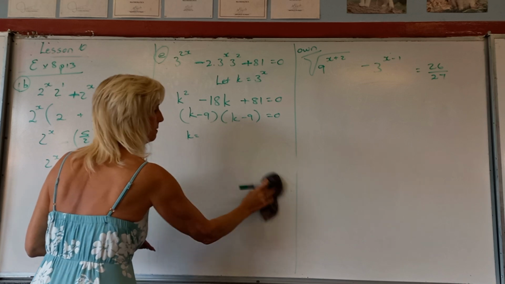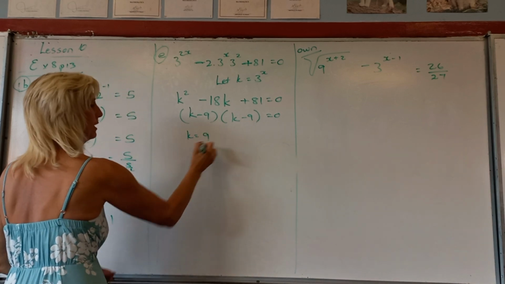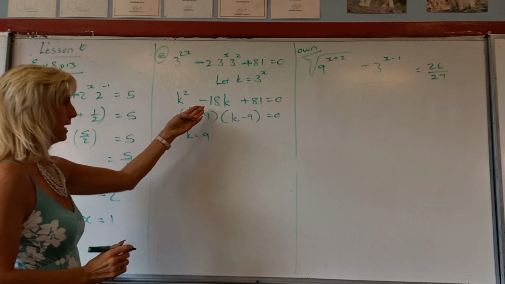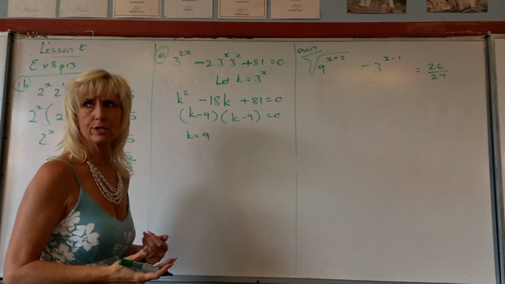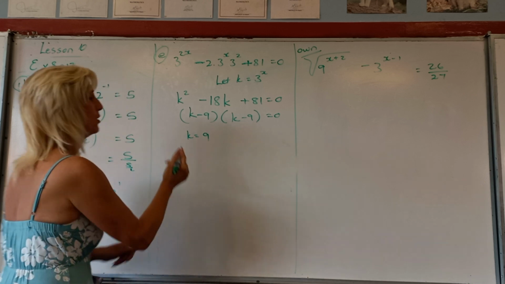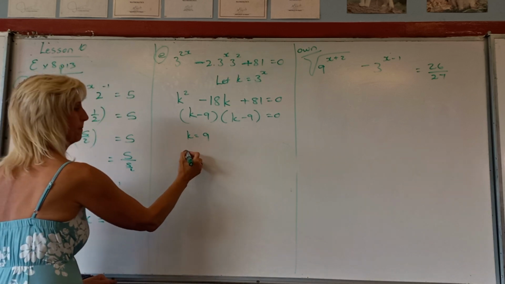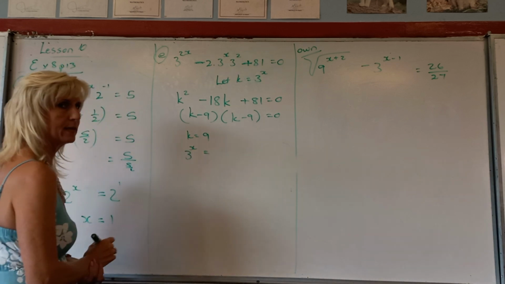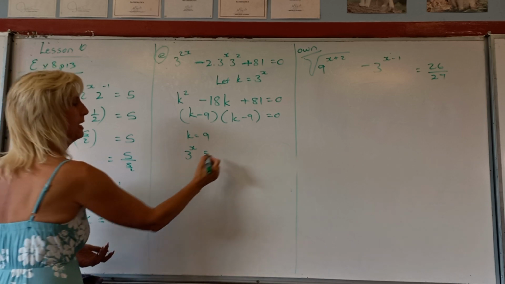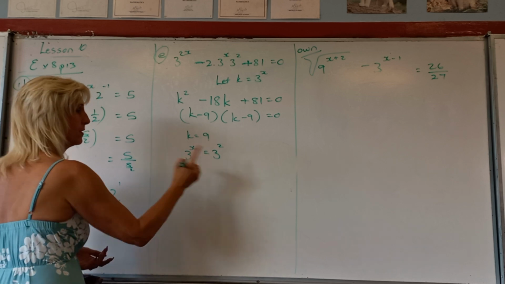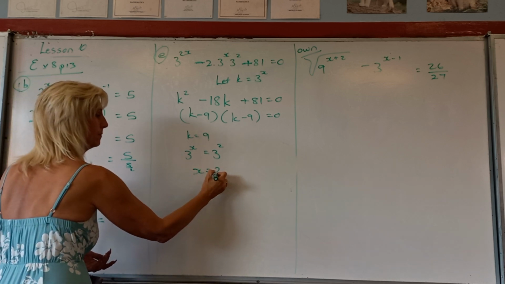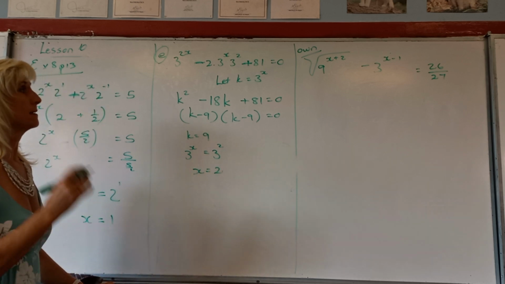So my answer for k is equal to 9. This is my little method that I don't have to show. K is equal to 9. Do we say k is equal to 9 or k is equal to 9? It's hot today or it's hot today. Okay, so k is 9, but am I finished? Because I need to go back to x. I've got 3 to the x for k, and the 9 must be 3 squared, so that my x is equal to 2.